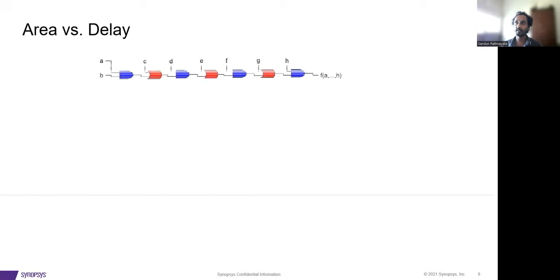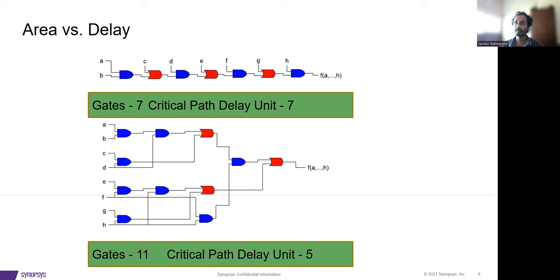I will take this example. The same logic can be implemented in different ways, like the top circuit and bottom circuit, which are logically exactly the same. But the top one has 7 gates. If some signal is changing, it has to go through 7 logic elements, so there will be a delay of 7 gate units. The bottom one has more logic elements because we intend to do more things in parallel. But then we reduce the delay. Now the critical path delay is 5.